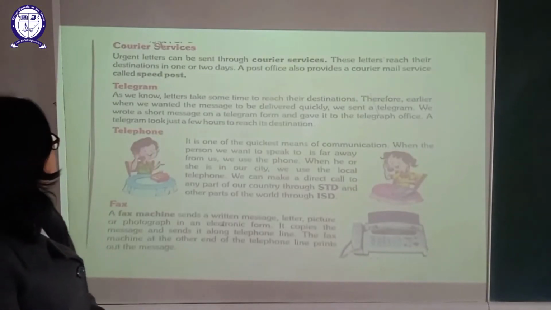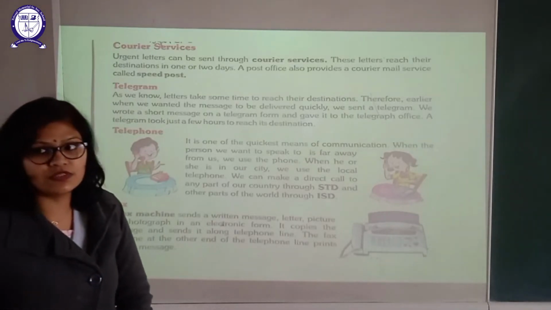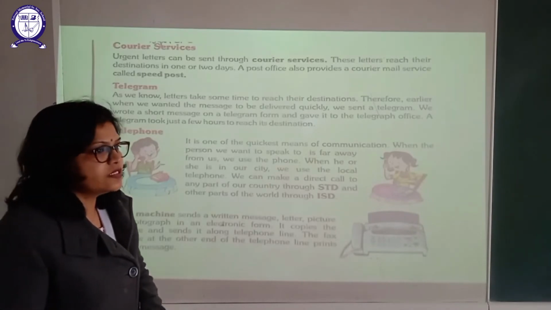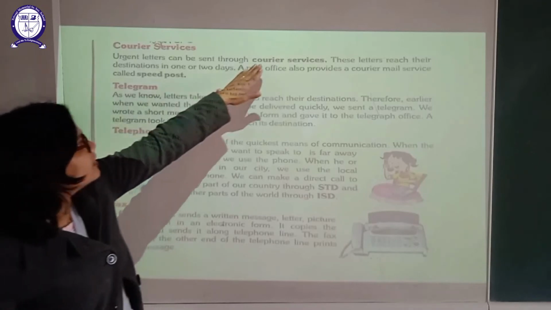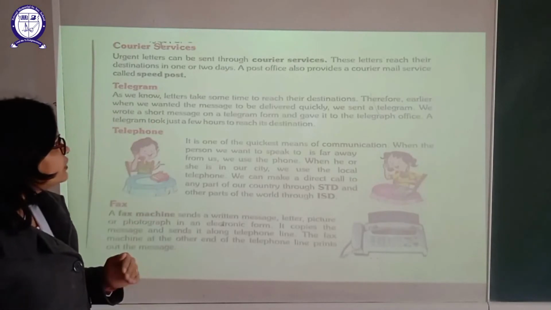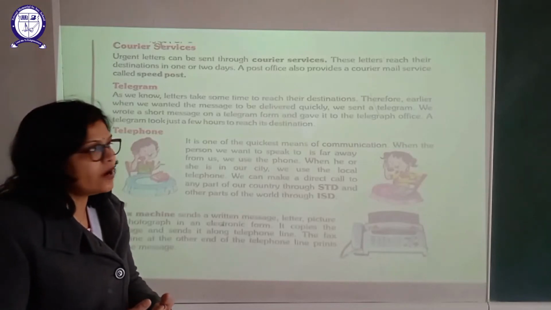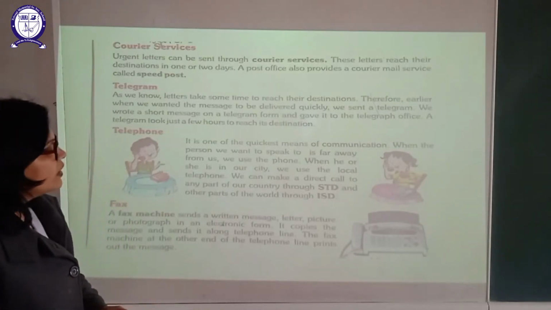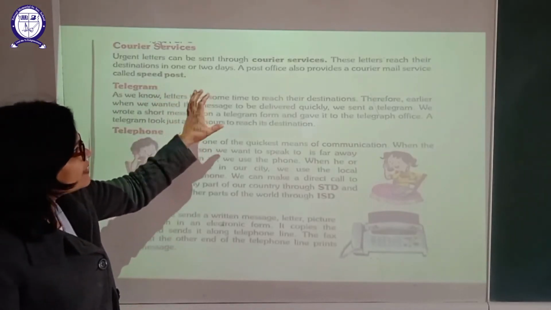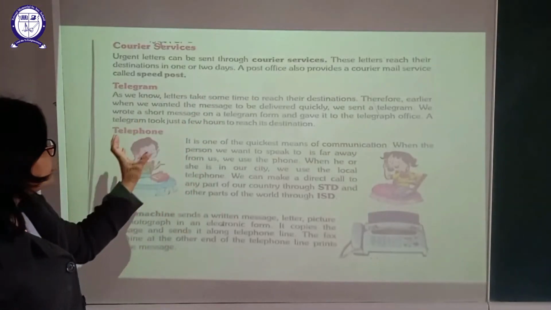The next one is courier services. Urgent items can be sent through courier services. If we have to send our letters or other things on an urgent basis, then at that time we can use a courier. These are also speed post. Telegrams. Telegrams are small messages. Sometimes we have to deliver a message very quickly. In earlier days we used telegrams to give very urgent messages, and this message contained only a short message.